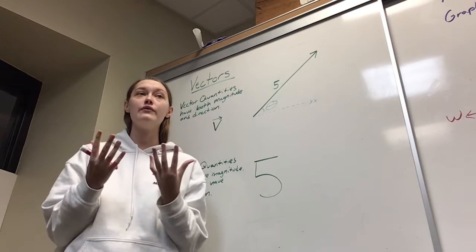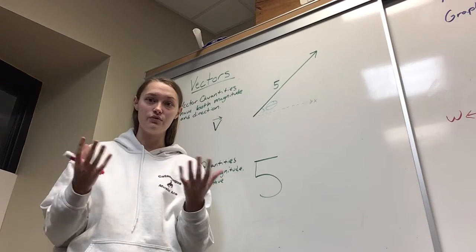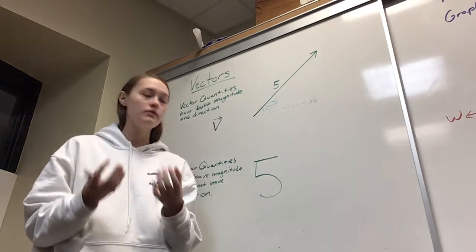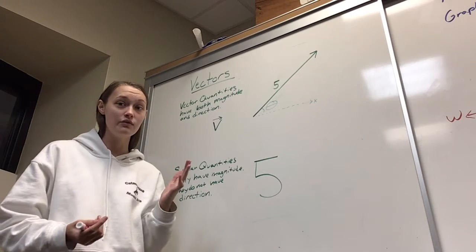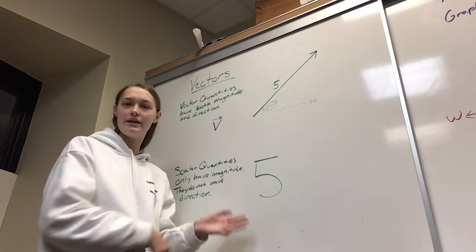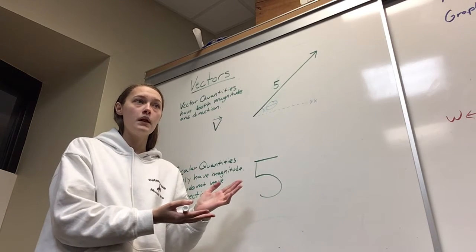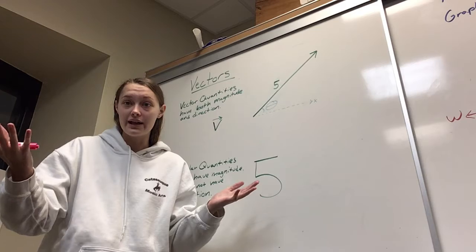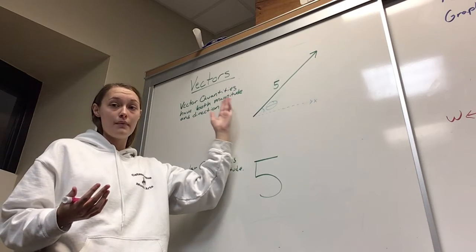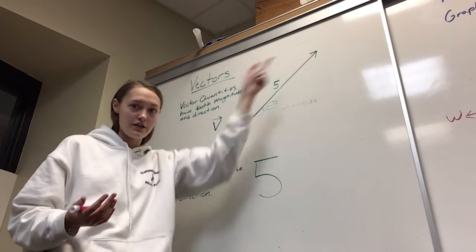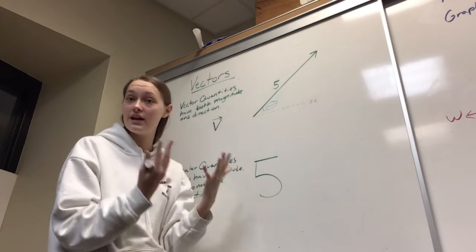Now, in the past we've only used numbers that have magnitude, which just have a value. Those are called scalar quantities. They only have a number, a magnitude, and they do not have any direction. So like the number 5, it's not 5 going anywhere, it's just 5. But a vector is 5 units going in a direction. A vector has magnitude and direction.